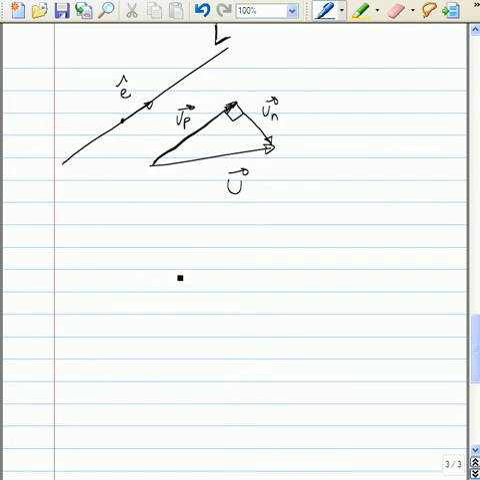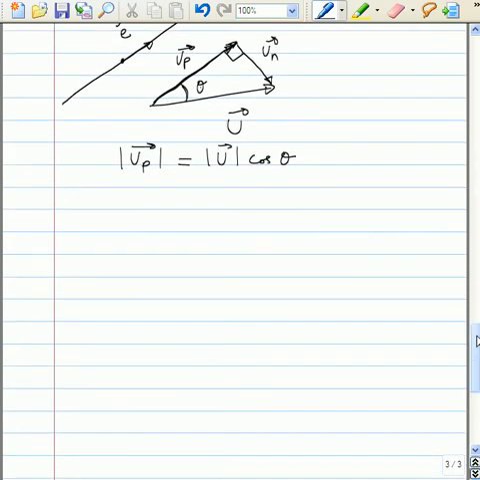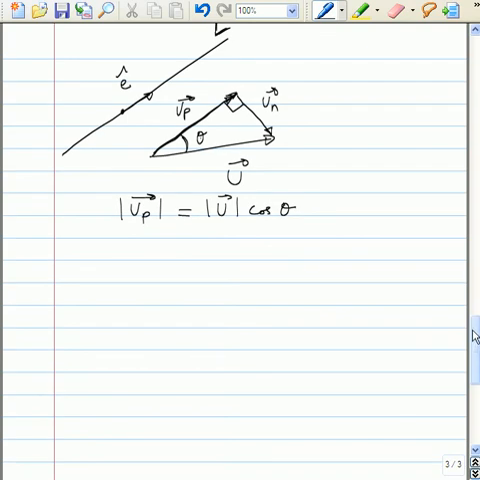Let's look at our little triangle. We have a right triangle. We can define the angle between vector u and vector up, and the angle between those two vectors is theta. So by geometry, we know that the magnitude up is nothing else than the magnitude u times the cosine of the angle. So by using Pythagoras theorem, magnitude of up is equal to magnitude of u times the cosine of the angle theta. So we know how to do that.